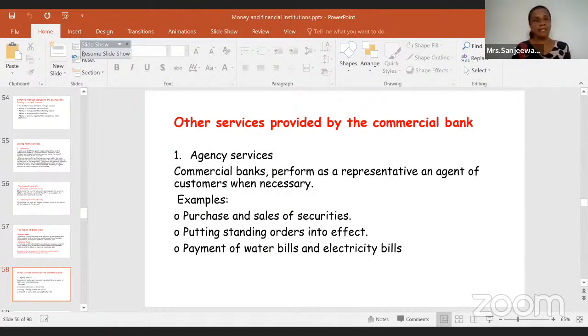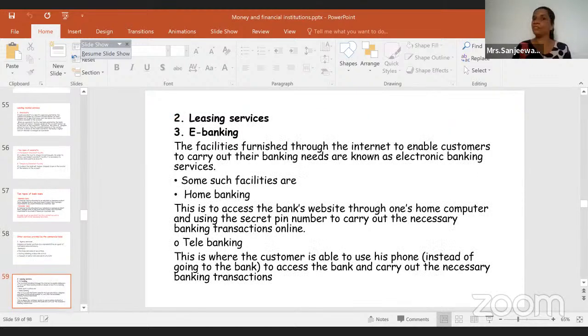Then other services provided by the commercial bank. What are the other services provided by the commercial banks? Agency services, so they represent as an agent. Like purchase and sales of securities, they put a standing order into effect, payment of water bills and electricity bills. Commercial banks do that on behalf of you. So that is an agency service. Then leasing services they do. Since we have discussed leasing, I'm not going to explain again.